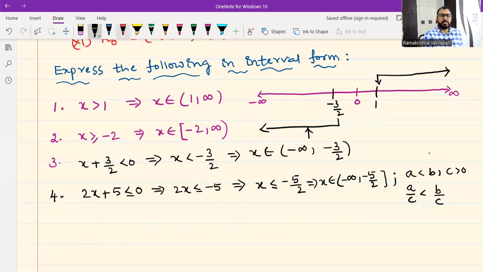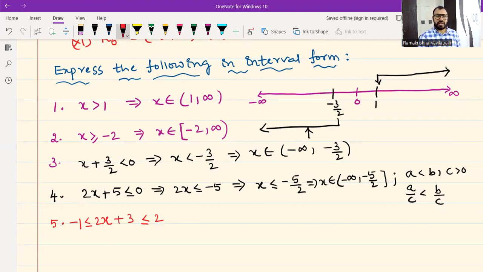Consider another example. 2x plus 3 lies between minus 1 and 2. Express the following in interval form, or you can say solve the following.